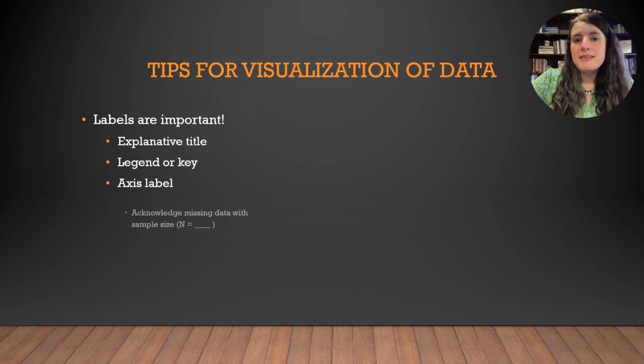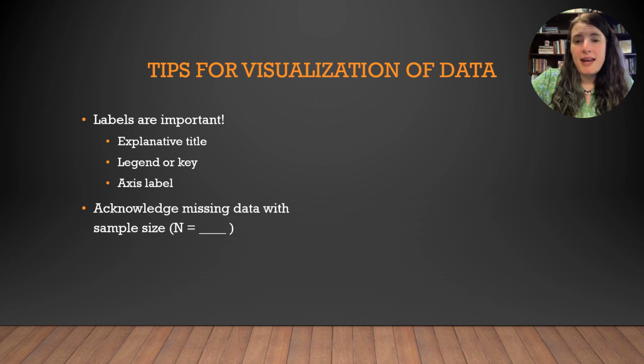Another tip: missing data. Something that you may not be familiar with in charts and graphs is missing data. It's important to acknowledge missing data in scientific studies. The easiest way to do that is to provide the total number of values used to create the graph using the n equals notation. This can be done in the title or the footnote of the graph.